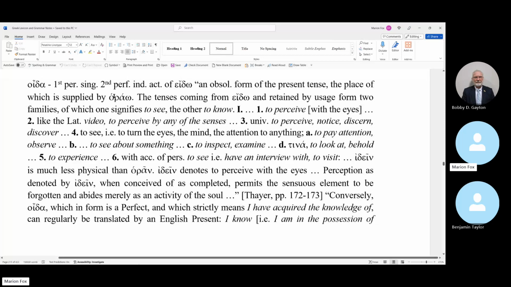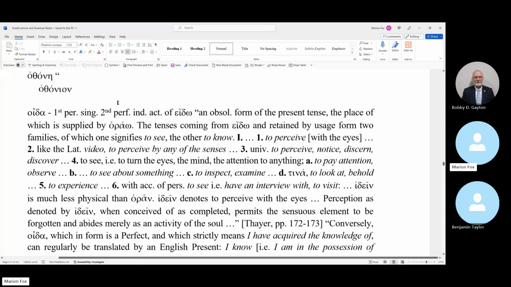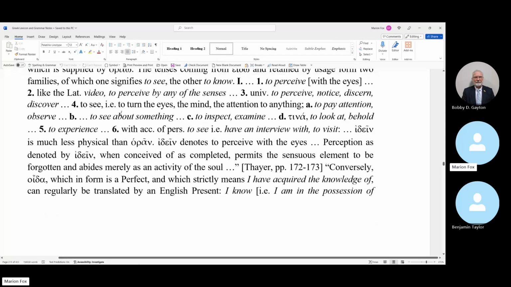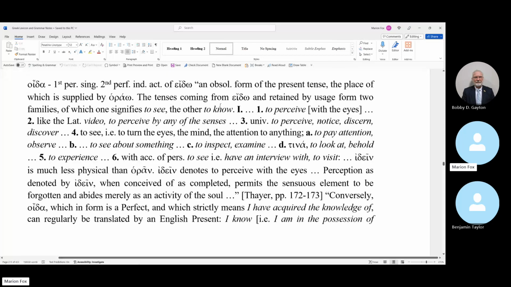Right? It takes the place of horao because it is a verb in this category we're looking at today. It has forms that are not complete, okay? All right. So right here, it carries the idea of perceiving with the eyes. Remember, it comes from iden.